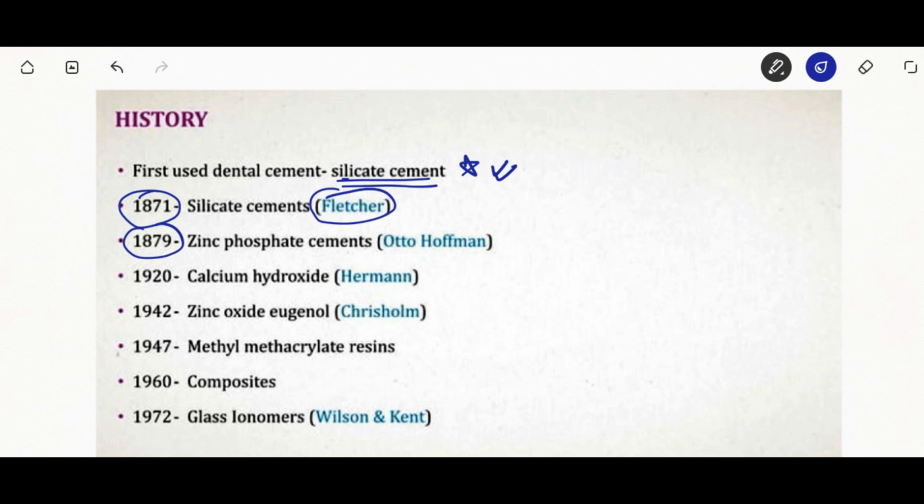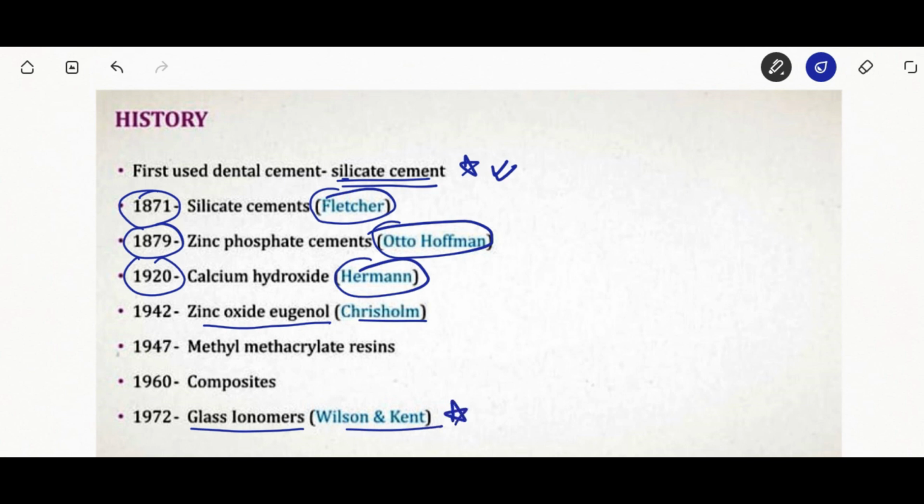Zinc phosphate cement by Otto Hoffmann in 1879. The term calcium hydroxide was given by Hermann in 1920. The zinc oxide eugenol was given by Chrysostom in 1942. And the glass ionomer cement was described by Wilson and Kent in 1972. So that is the history of the dental cement.